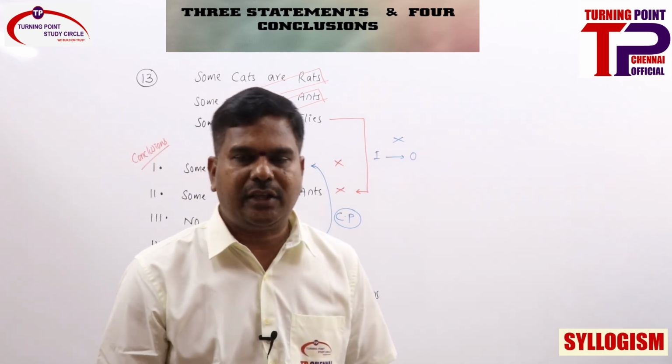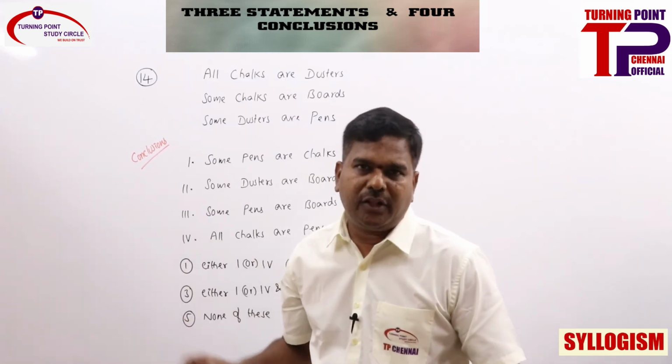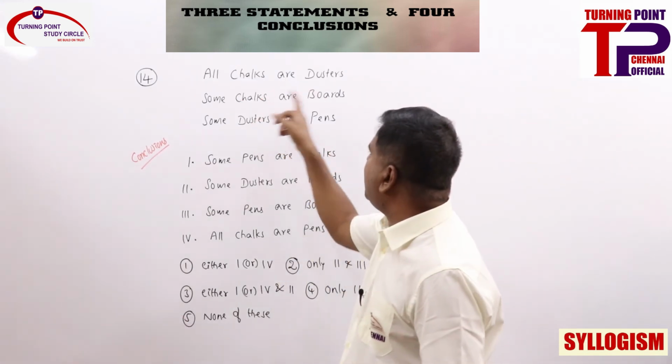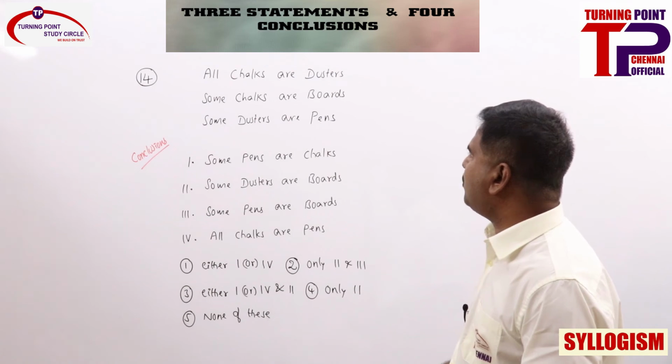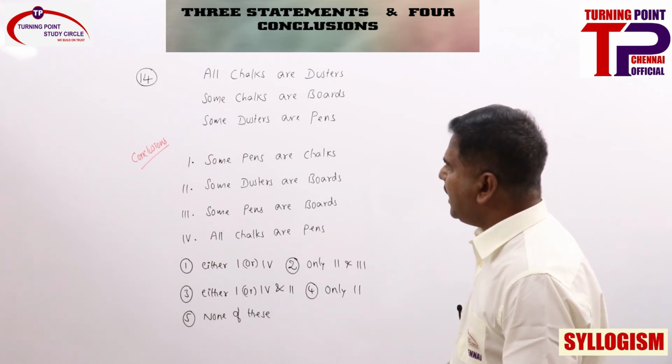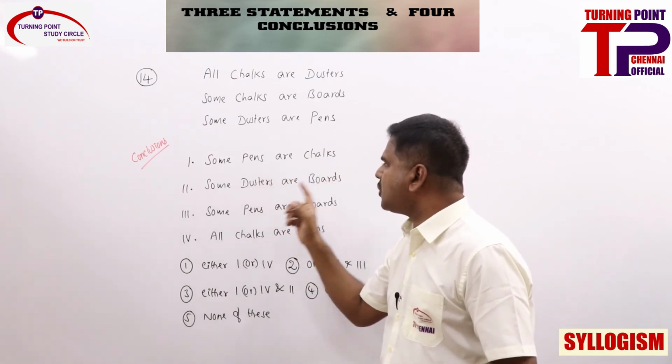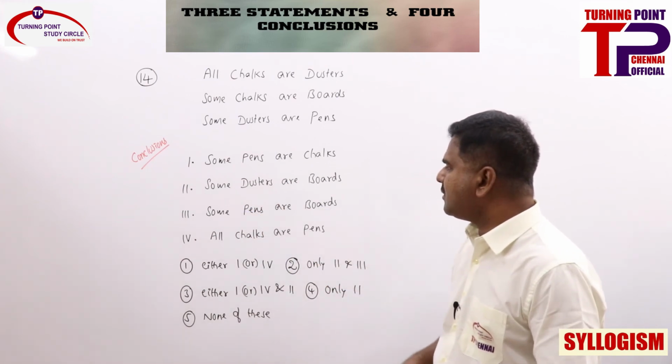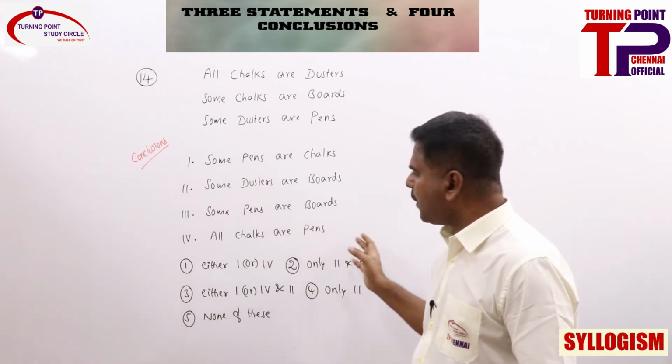Clear? Shall we go ahead with the next question? 14th question, note it down. All chalks are dusters, some chalks are boards, some dusters are pens. Conclusions: some pens are chalks, some dusters are boards, some pens are boards, all chalks are pens.